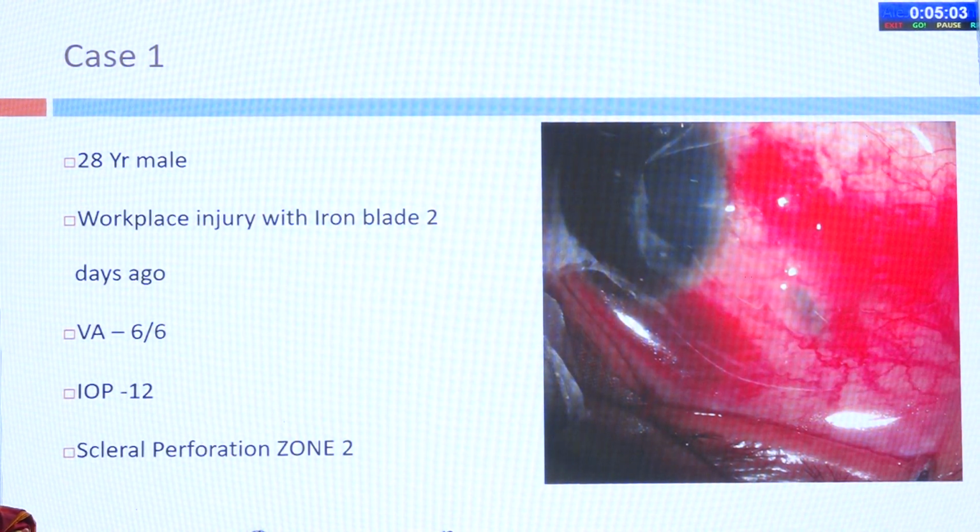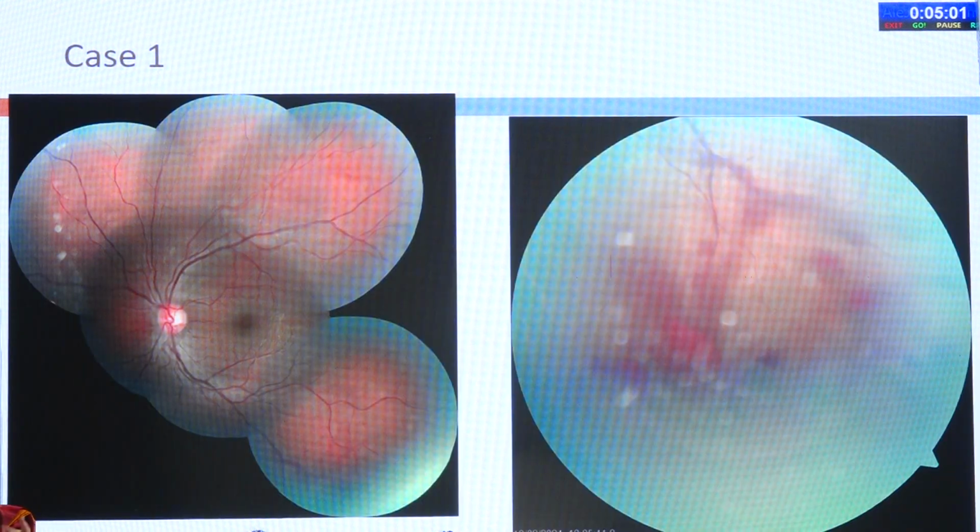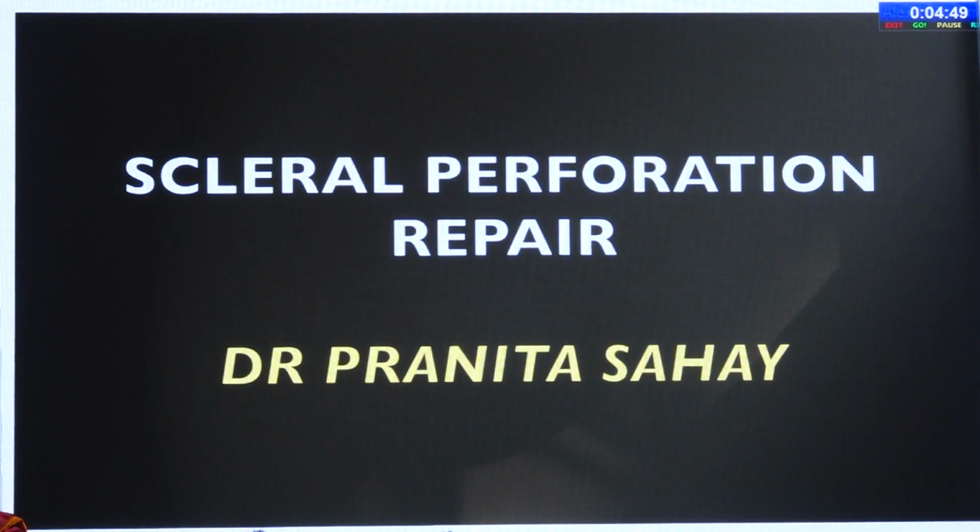Hence, what you need to do is go on for a globe exploration. Pre-operatively, we did a fundus evaluation. The posterior segment, posterior pole looked normal. However, in the periphery, there was a focal vitreous hemorrhage with retinal bleed. So let's go on to this video.